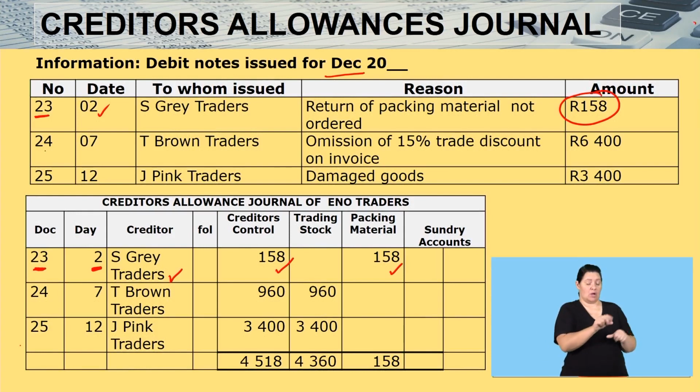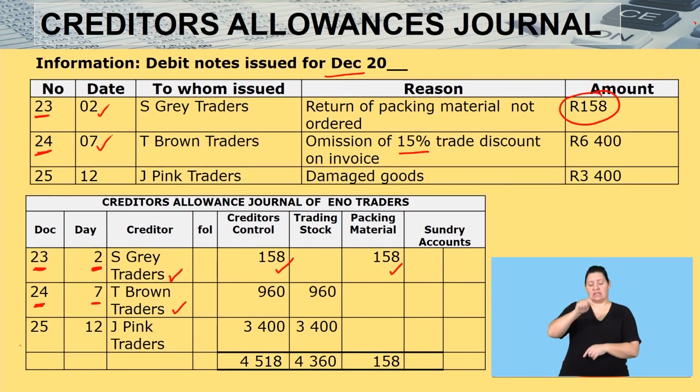So the document number is going to be 24. The date is the 7th. It was issued to T. Brown Traders. Now, it says, this is due to an omission of 15% trade discount on an invoice. So we bought goods, but then the trade discount was not recorded on the invoice. That means we need to calculate how much that 15% is.